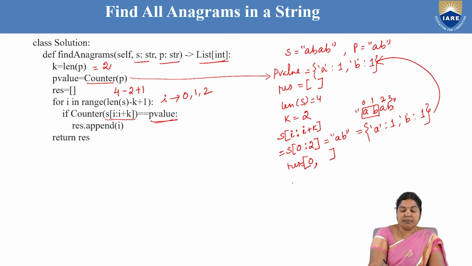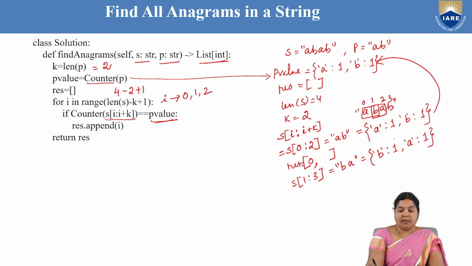Now, next time I value becomes 1. So S of 1 colon 3 is nothing but BA, the substring BA. If you convert it with the Counter method, B is there one time and A is there one time. Now, is it the same as the p value? Yes. If yes, then what do you have to append? We have to append to the result the starting index, that is the I value. I value is 1.